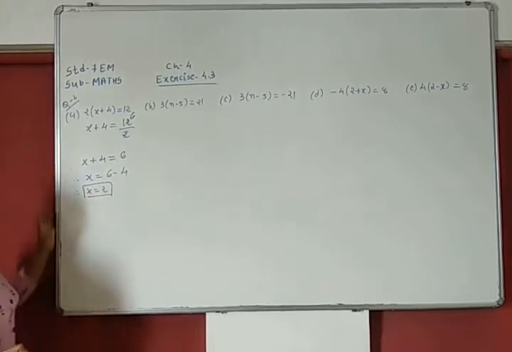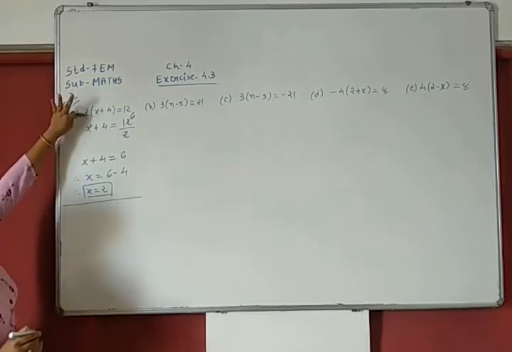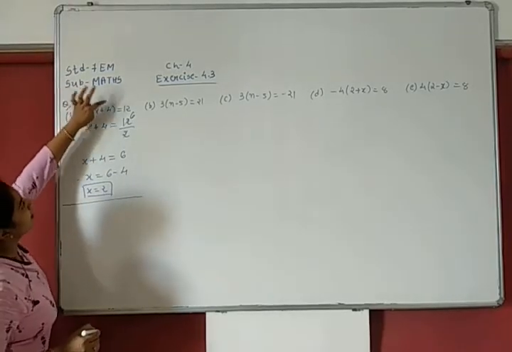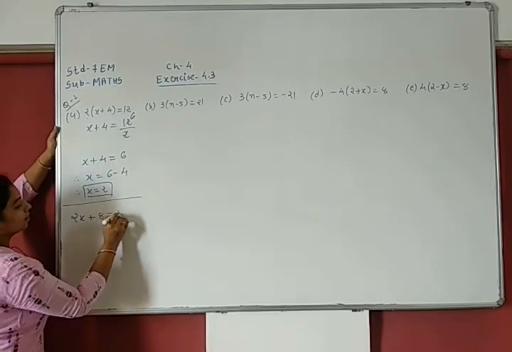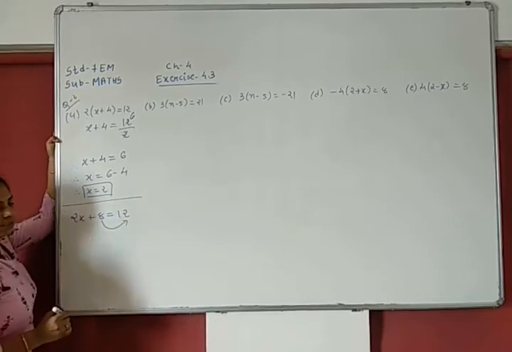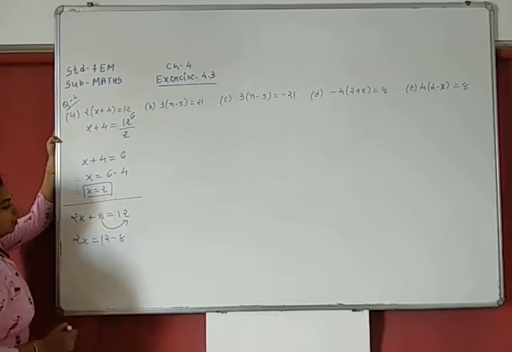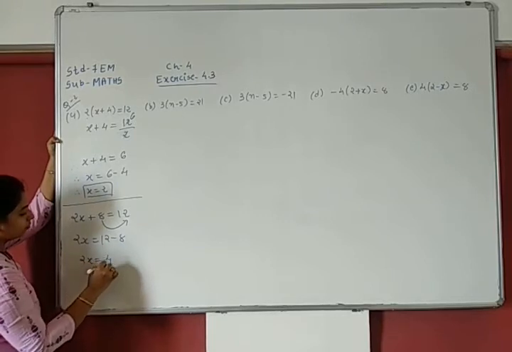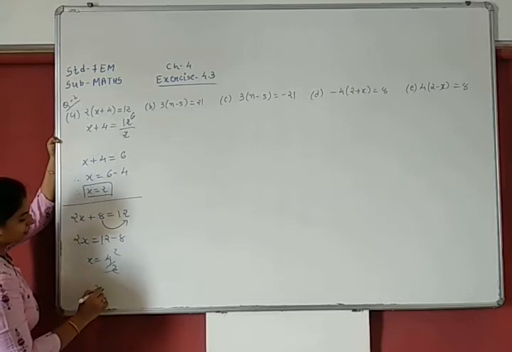Okay, you can do one more method of this sum. Another method I am doing here. You can multiply this 2 inside. Okay, so it will become 2x plus 8. 2x plus 8 equals 12. Now you will send this 8 to the other side. So 2x equals 12 minus 8, and 12 minus 8 will be 4. So 2x equals 4. So x will be 4 divided by 2. You will cancel this, so the answer will be the same only.